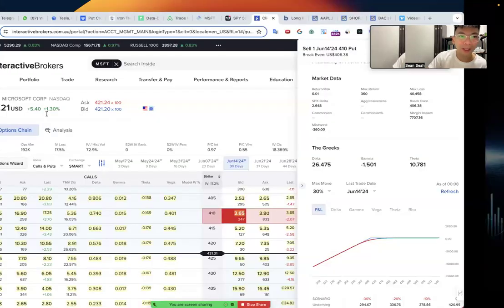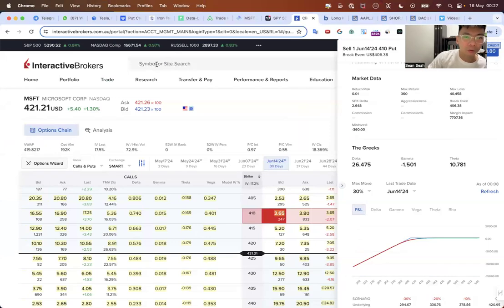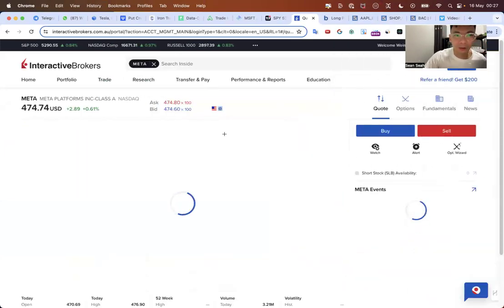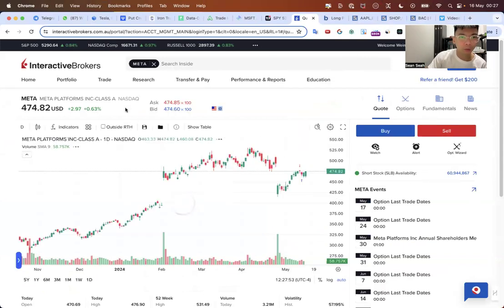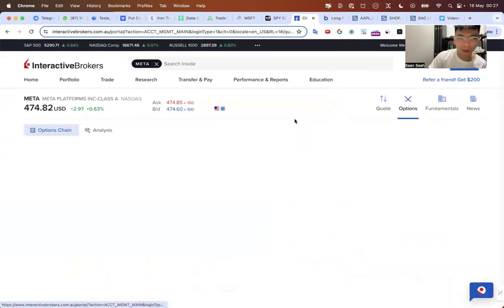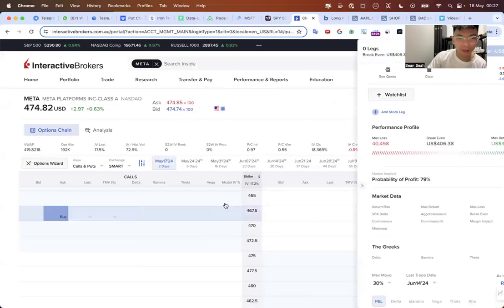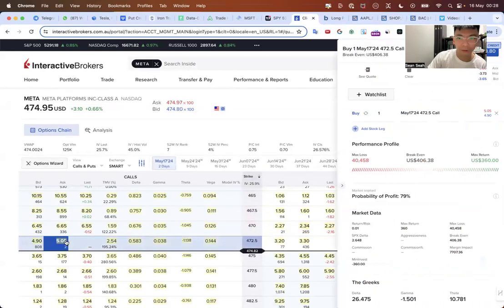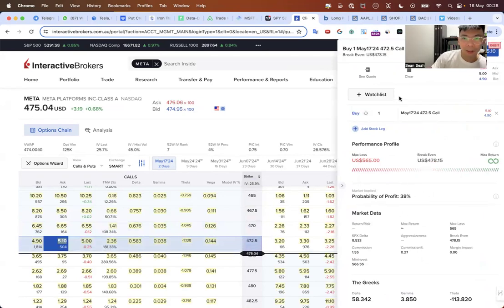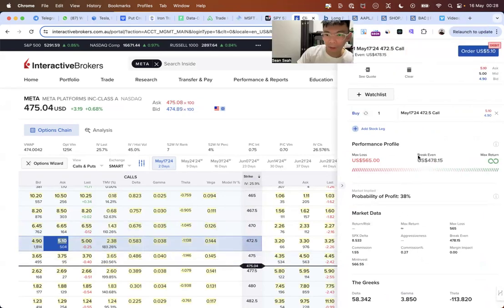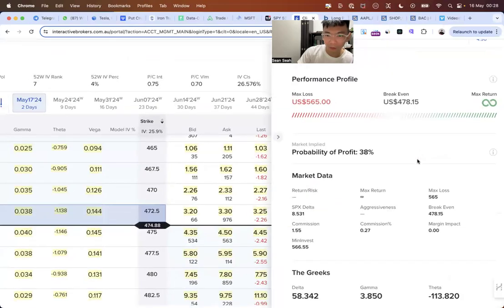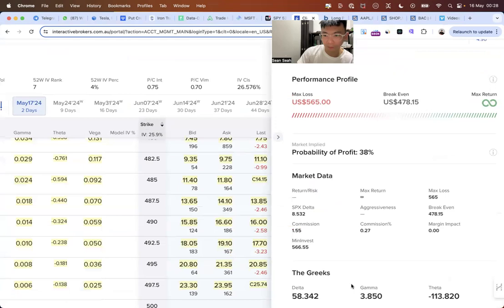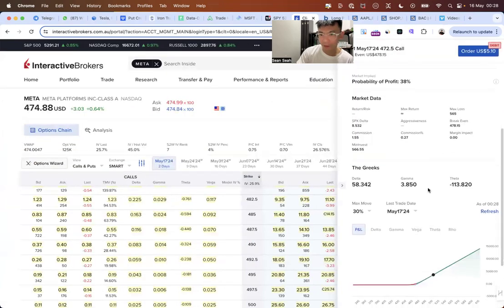Now, first of all, where can you find options Greeks? If you go to Interactive Brokers, let's talk about any stock, let's say Meta stock, and let's say you click on the options, and you're interested in a particular option that you want to buy or sell. Now we know you can do both, buy or sell options. So this order will come up, and you can scroll down, and there's this thing called the Greeks. You see the Greeks right over here.